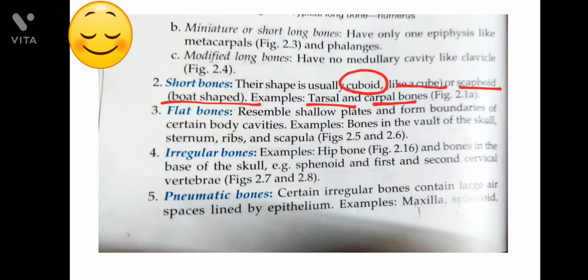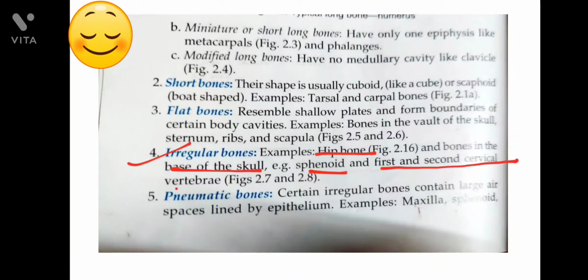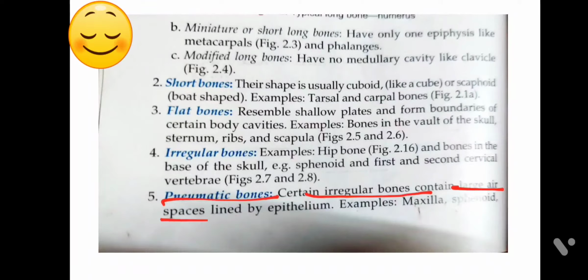Next is short bones. Their shape is usually cuboid, like a cube, or scaphoid, boat shape. For example, tarsals, carpals. Next are the flat bones. They resemble a shallow plate and form boundaries of certain body cavities. Examples: bones in the vault of skull, sternum, ribs, and scapula. Now come irregular bones. Examples: hip bone and bones in the base of skull, such as sphenoid, first and second cervical vertebra.